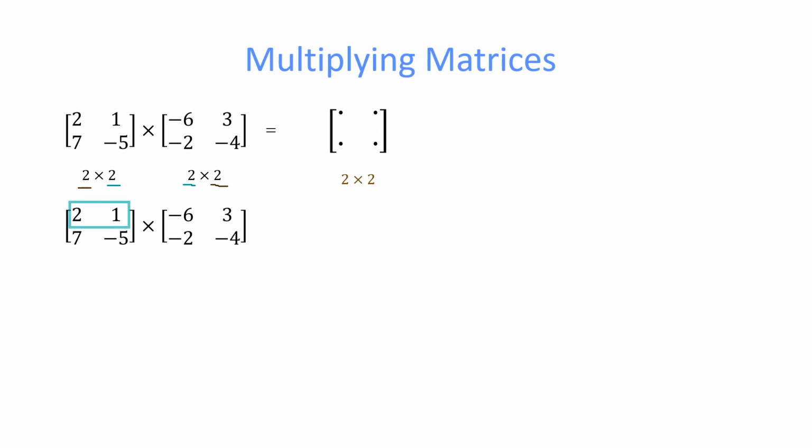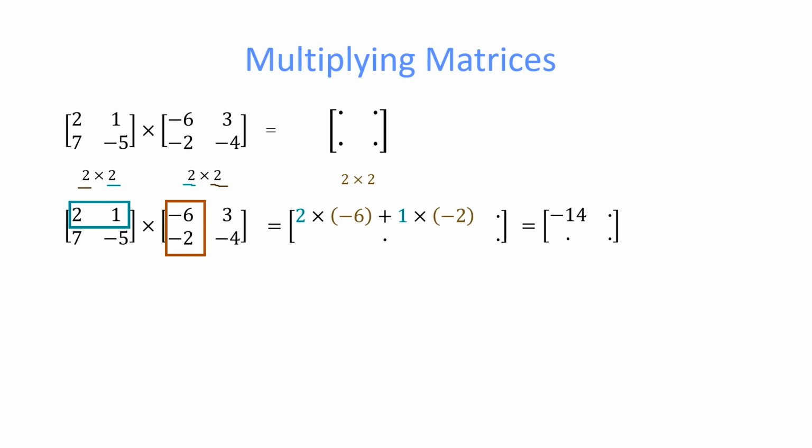What we have to do is take the first row of the first matrix and multiply it with the first column of the second matrix. So we are doing 2 times minus 6 plus 1 times minus 2, exactly as on the right side. That's how you get the first number. Notice that using the first row and the first column of the second matrix gives us position 1,1 in the final matrix. When you multiply these, you get minus 14.